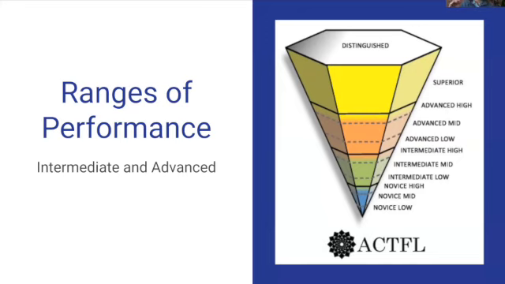Another thing you can see is that the colors kind of bleed into each other. That's because when you're in the advanced high range, in some areas or some topics or some kinds of performances, you might be performing at the superior level. And in some content areas, you might be performing below. So there is that kind of bleeding over into the different areas. It's not as cut and dry as, oh, if you're advanced mid, you can do all of these things. And they're not that precise.